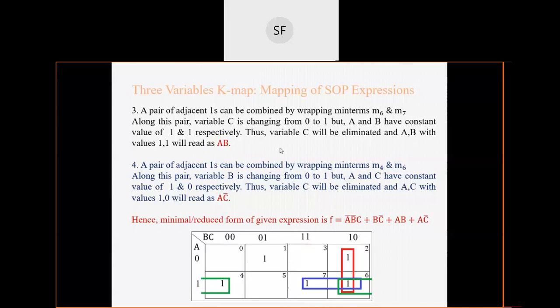So at the end, you have to gather all the terms which you have minimized after forming the pairs. See, here it is AB, AC bar, right? And the two pairs, where? In earlier slides.